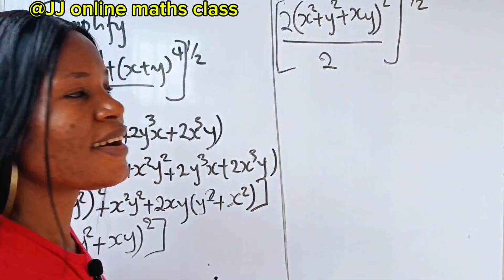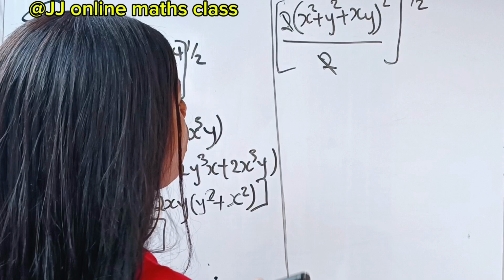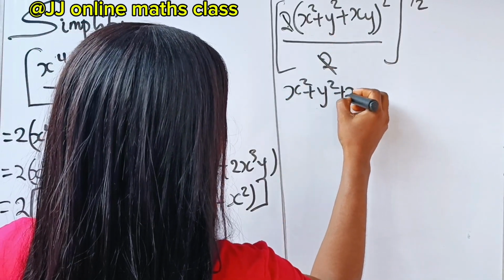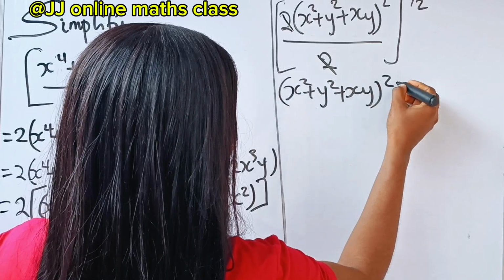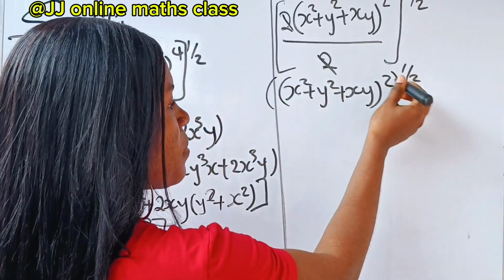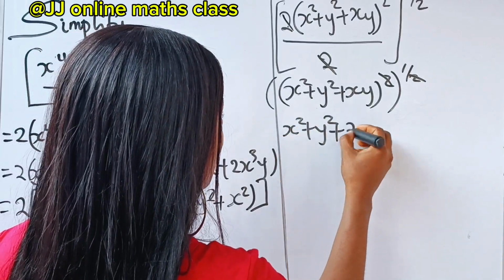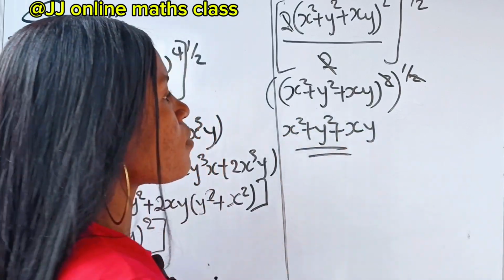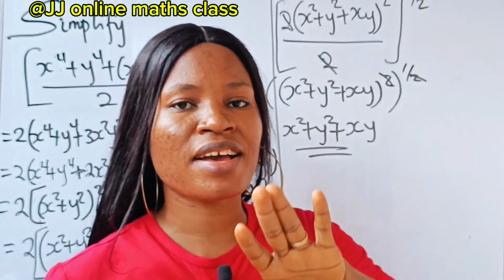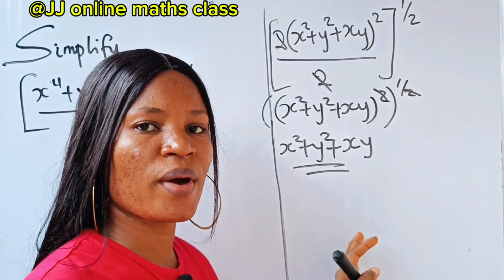All right, let's continue. Now this 2 is going to divide these 2, so we are left with x squared plus y squared plus xy squared raised to the power of half. Now you know that this will multiply this, and you are left with x squared plus y squared plus xy. So this becomes the simplified version of this. Now let's check it, as I told you we would.